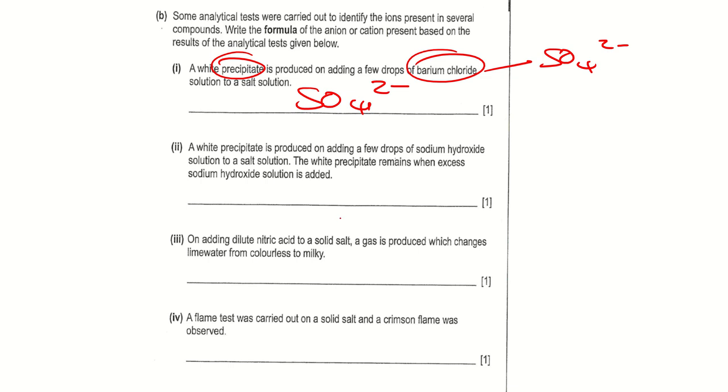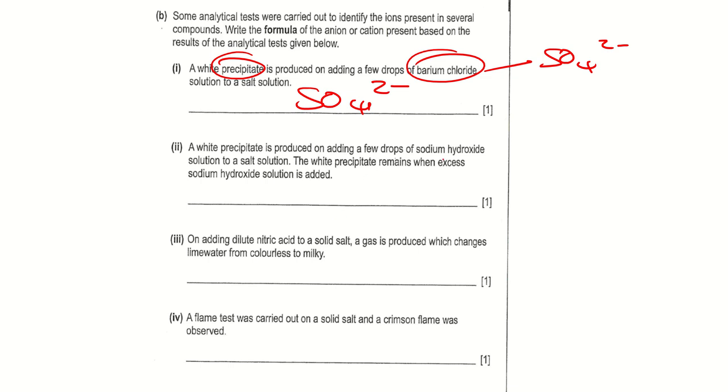Okay? Right, let's have a look at some past paper questions then. So some analytical tests were carried out to identify ions present in several compounds. Write the formula of the anion and the cation based on the results below. So we have a white precipitate when we added some barium chloride. Again, that's kind of like the last one. That's a sulfate ion. Okay, so we have to write the formula of the anion or cation present. Well, we can only tell the cation or the anion there, sorry, that's a sulfate.